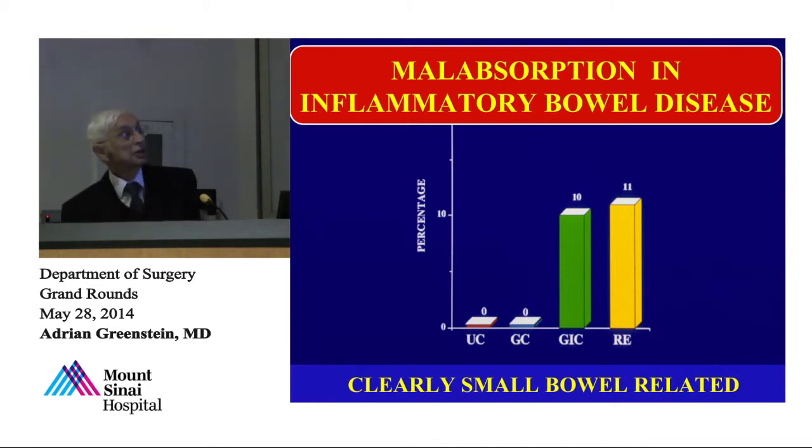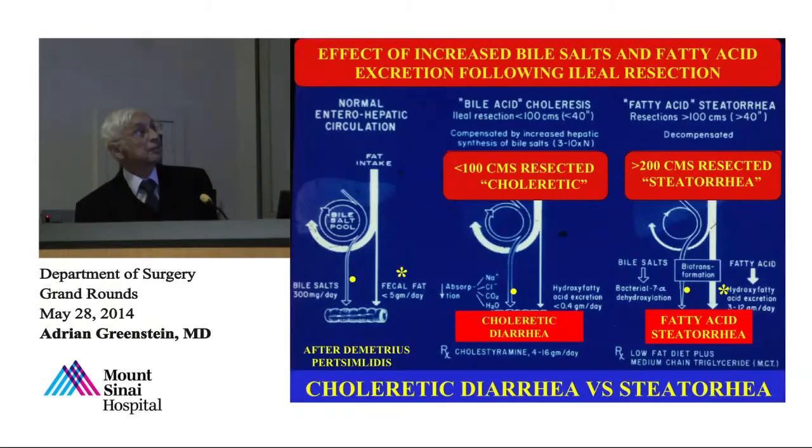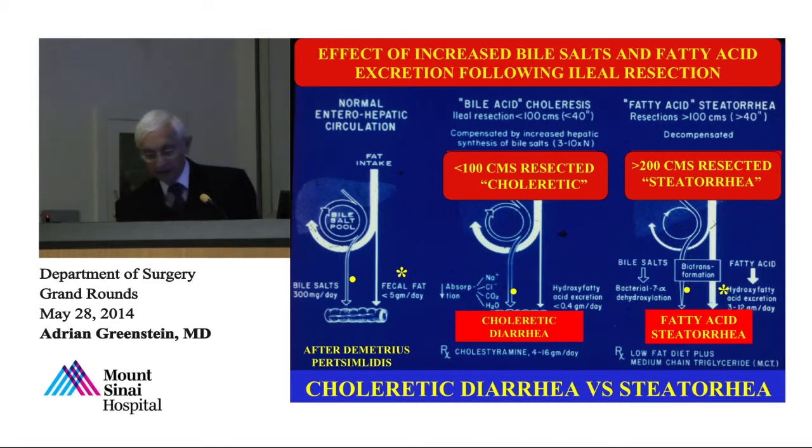The next slide is based on Dr. Pertzum-Leedy's work that he did in the lab, but actually, if more than 100 centimeters are resected, we get a choleritic diarrhea, and if more than 200 centimeters is resected, one gets steatorrhea, fatty acid steatorrhea. Here the problem is the bile acids getting into the colon, which cause decreased absorption of sodium, chloride, carbon dioxide, and water, whereas with the steatorrhea patients, you get fatty acids going into the stool.